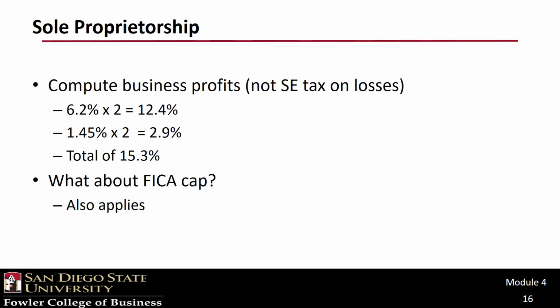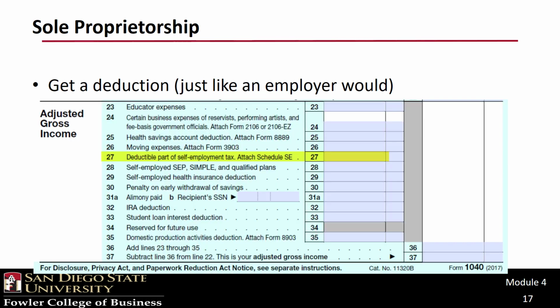Thus, Social Security is 6.2% times 2, or 12.4%. And likewise, Medicare is 2.9%. But the FICA cap also applies to self-employment income. So even though the self-employed pay both halves of the employment taxes, like a regular business, they are entitled to a deduction. Rather than reported on the Schedule C, this is reported as a for AGI deduction on Form 1040. That's currently on line 27.